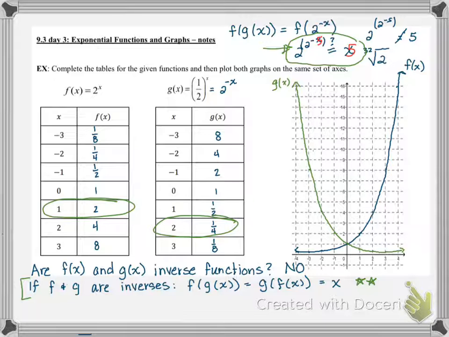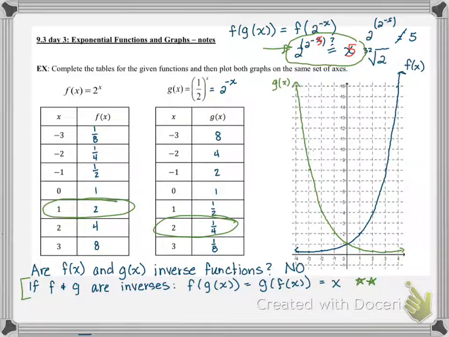What about my range? What's my range going to be? Because you have a horizontal asymptote, don't you? Luke, what's up? It has to be greater than 0. Yeah, it has to be greater than 0.